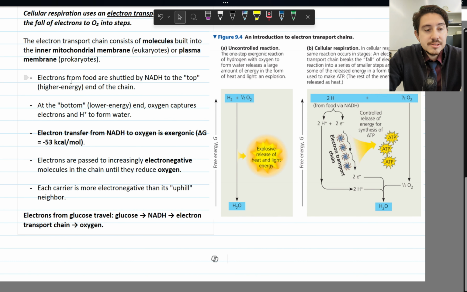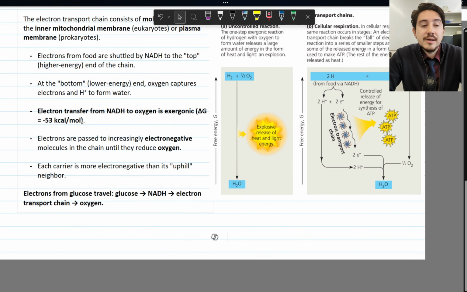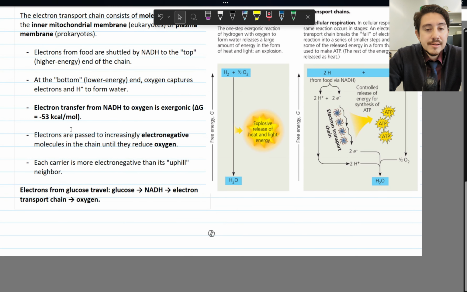And the electrons that you harness from food will be passed down to NADH, which are electron carriers. And they're passed down to the top of this electron transport chain, which then gets shuttled from one molecule to another, to another, to another, ultimately to oxygen, which then becomes water. Okay? As we're going to see a little bit here.